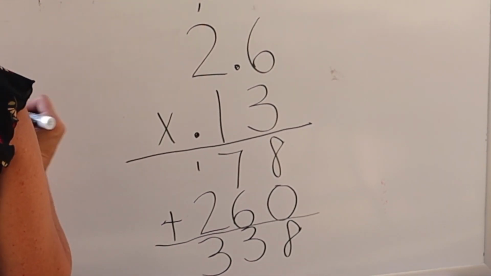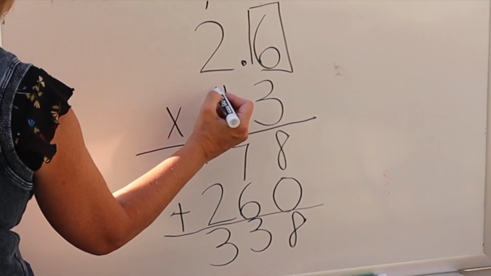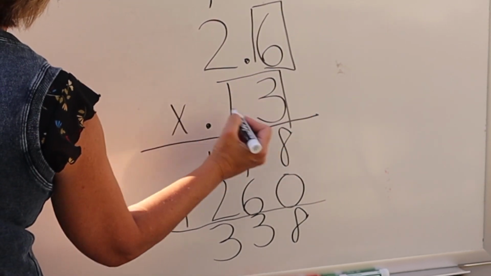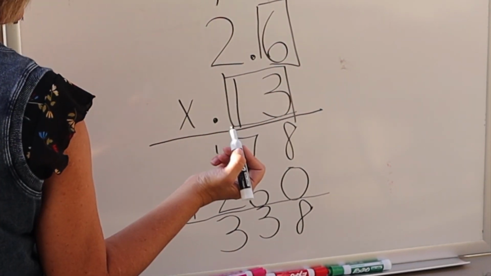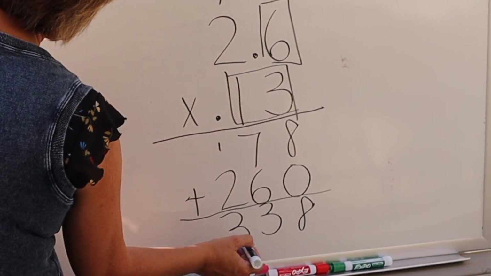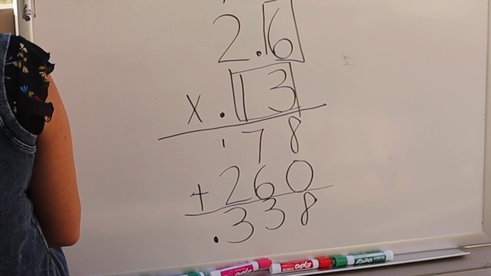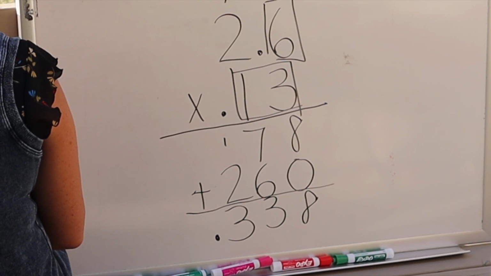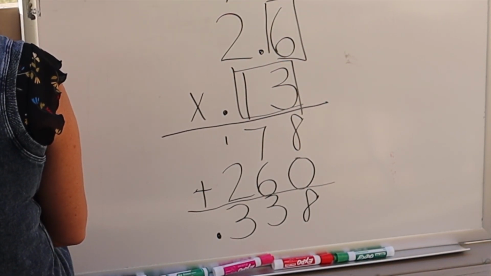Now I need to place my decimal point. So there's 1, and then 2 down here. So 3 numbers after the decimal point in the problem. I need 3 numbers after the decimal point in my answer or the product. So it has to go here to have 3 numbers after it. 2 and 6 tenths times 13 hundredths is 338 thousandths.